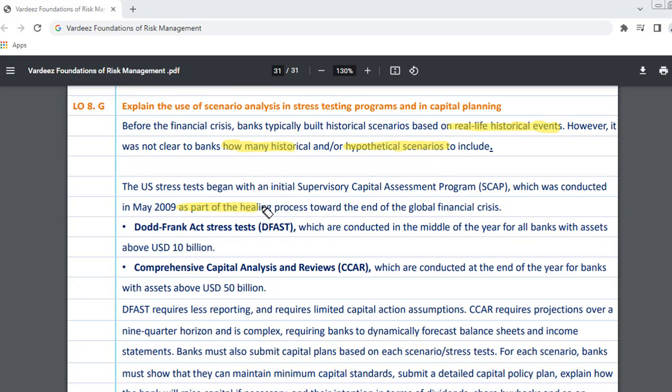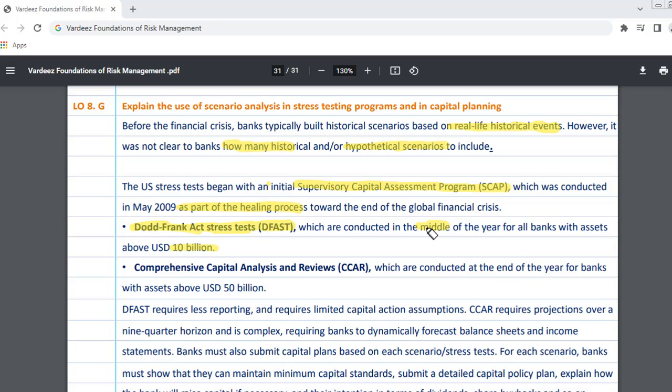So as part of the healing process towards the end of the global financial crisis, the US stress test began with this initial supervisory capital assessment program, the SCAP, which was conducted in May of 2009. And two things were recommended. The very first thing is the Dodd-Frank Act stress test. This is also a stress test which is conducted in the middle of the year for all the banks with assets above $10 billion. So if a bank has assets worth $10 billion, they will do this Dodd-Frank Act stress testing, DFAST.